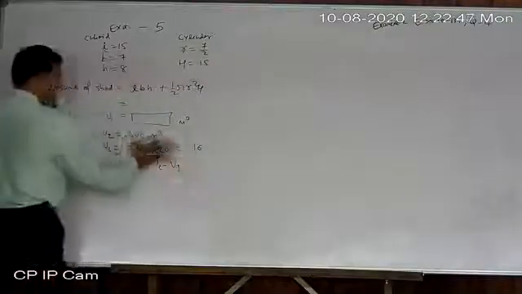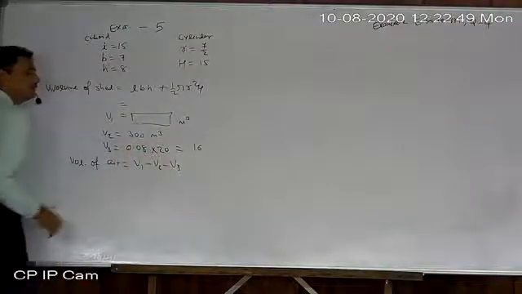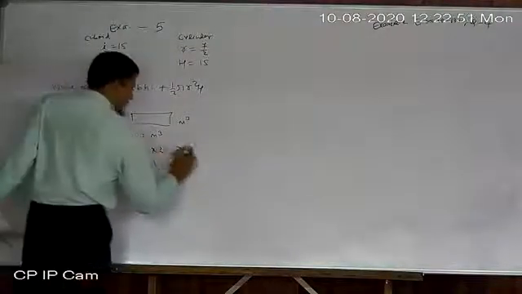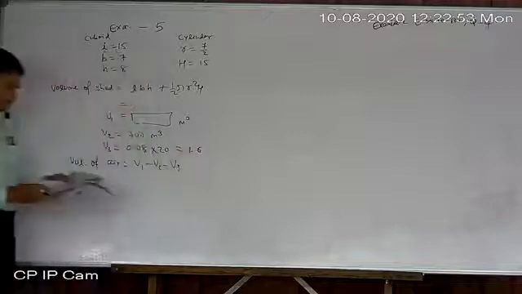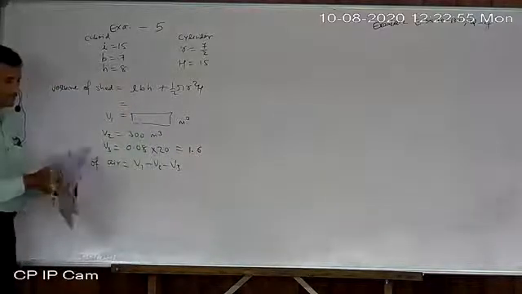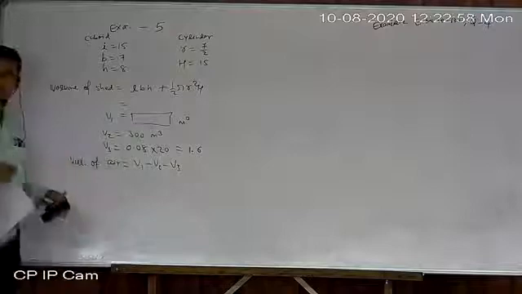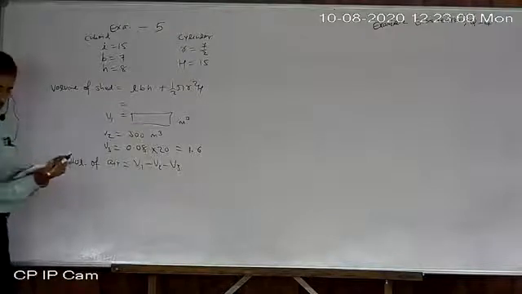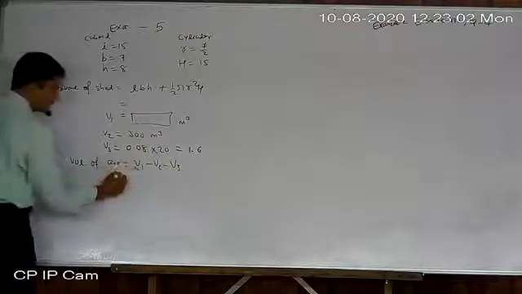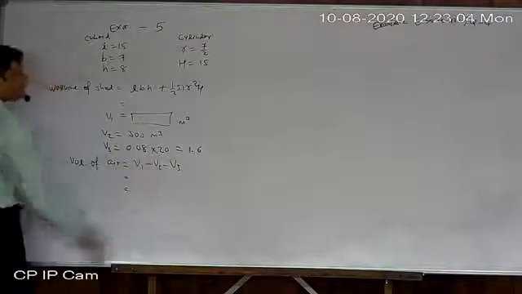Volume of machinery and volume of all workers, so it will be 1.6. These two numbers are subtracted from the volume of the whole shed. This will give you the final answer. You understand?